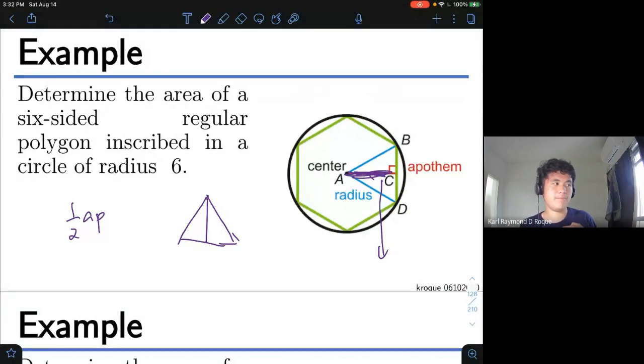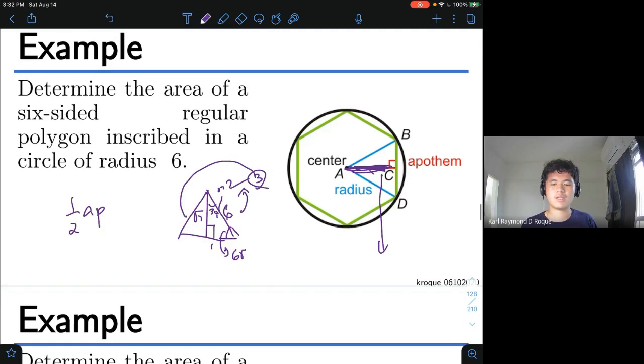So like, circle of radius 6. Yun, di ba? 30, 60, 90 to? Kasi equilateral triangle eh. Square root of 3, 1, 2. So, 3. 3 square root of 3.